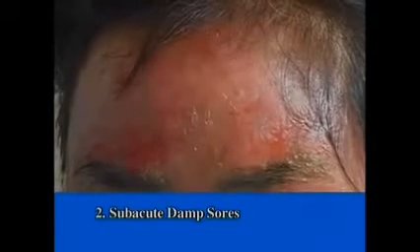2. Subacute damp sores. Subacute damp sores correspond to subacute eczema in biomedicine. They develop from the failure to treat acute damp sores in a timely manner, inappropriate treatment, or a drawn-out disease course. Subacute damp sores occasionally manifest without a history of acute sores. Lesions are not as severe as those in the acute type, with papules, crusting, and scales being the primary manifestations. A few vesicles or some erosion may be present.